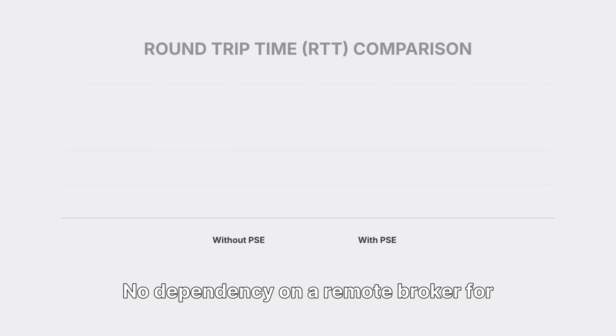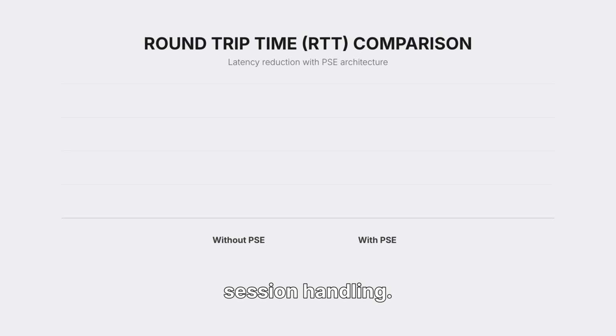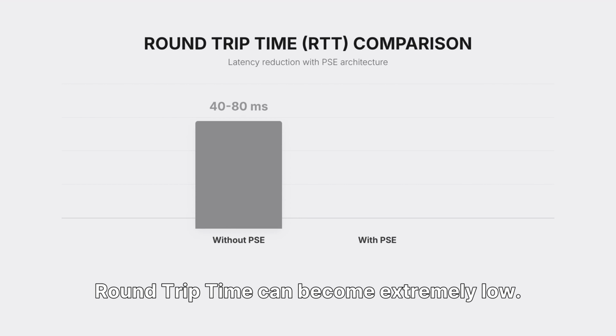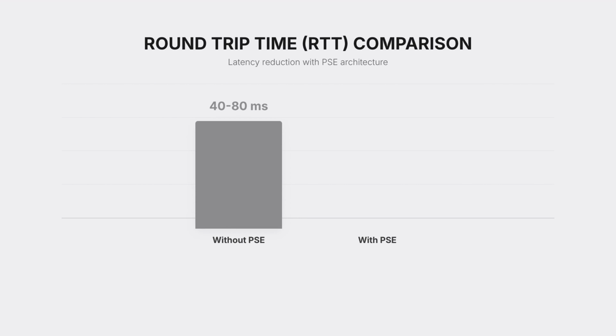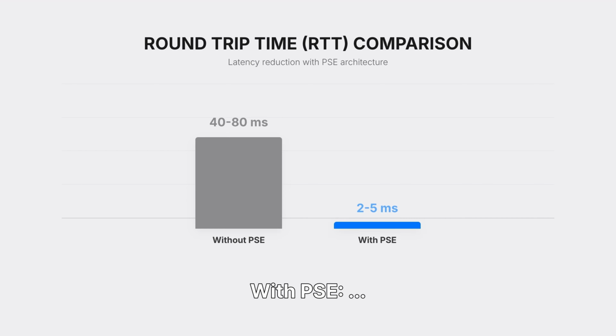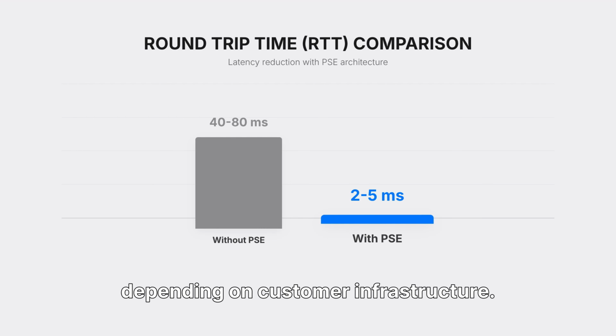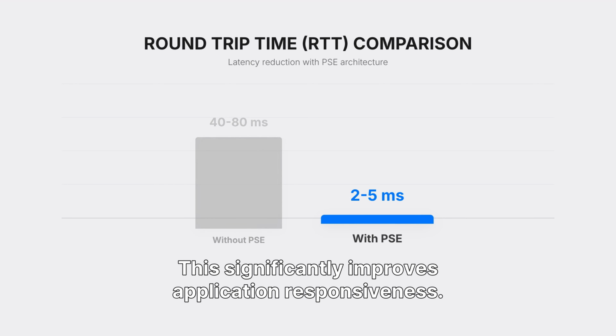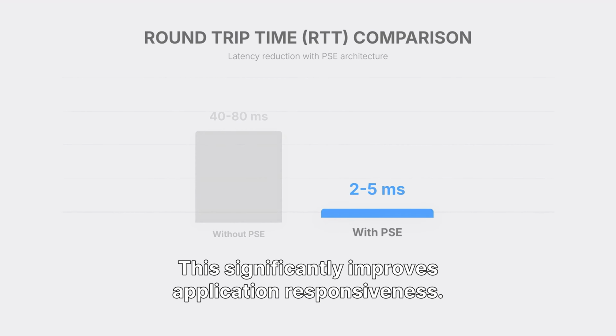Everything is local. No dependency on a remote broker for session handling. As a result, round-trip time can become extremely low. Example: without PSE, 40 milliseconds, 60 milliseconds, 80 milliseconds. With PSE, 2 milliseconds, 3 milliseconds, 5 milliseconds, depending on customer infrastructure. This significantly improves application responsiveness.